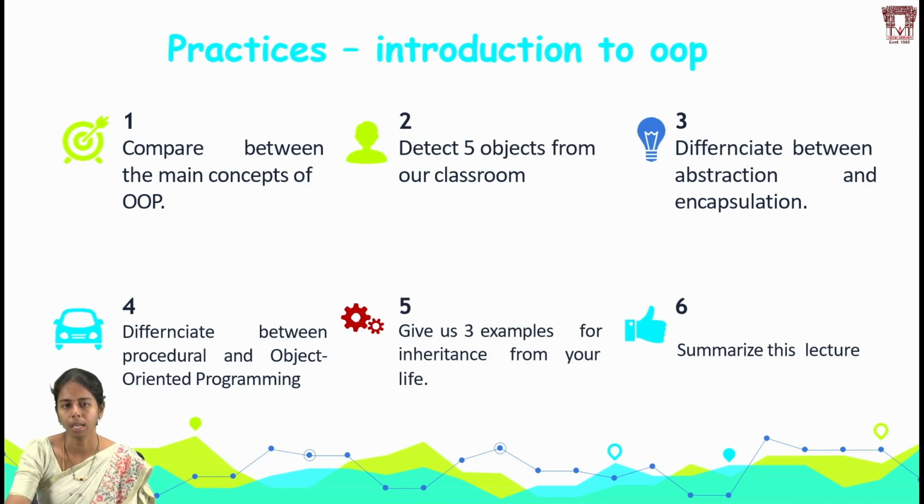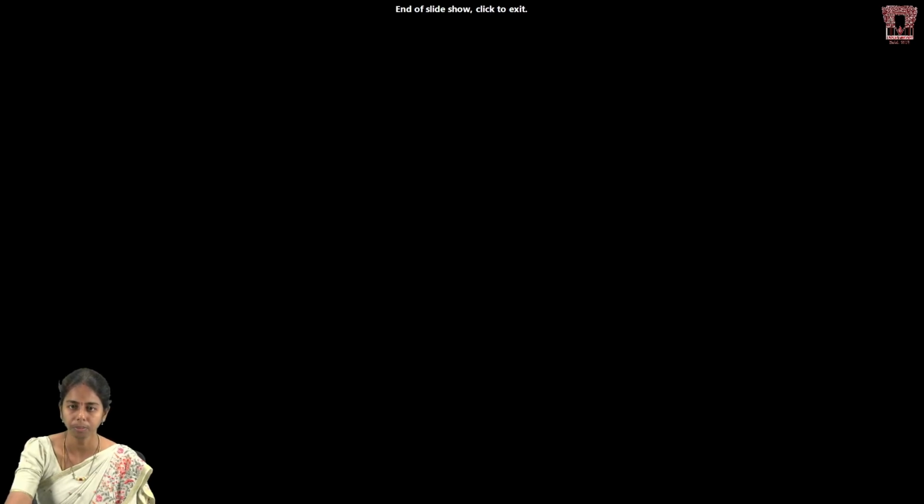Some small practice exercises for OOPs: a comparison of the main concepts of OOP, how to detect objects in our classroom, and the differentiation between encapsulation and inheritance. You can work on these, and also on the differentiation between procedural and object-oriented programming. We can add some examples for inheritance, and then summarize this. Thank you.